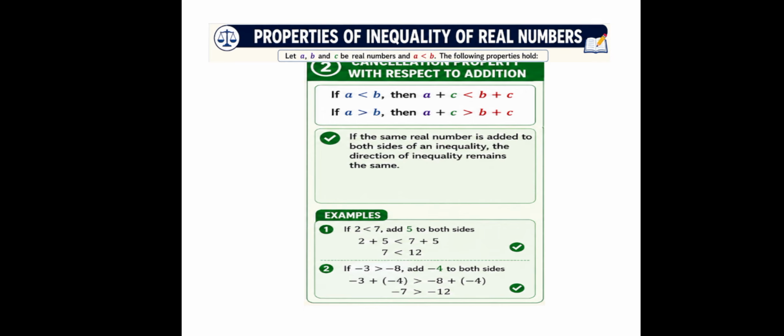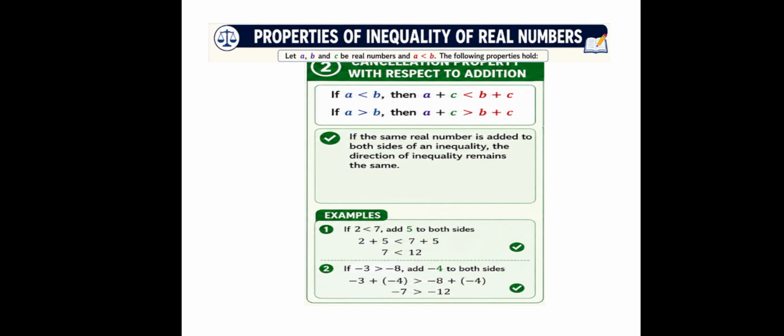The next property is cancellation property with respect to addition. Now take the first condition. The first condition is if a is less than b, then a plus c is less than b plus c. Means we have a positive number a and a positive number b, and we are taking c as any positive number. So see, 2 plus 5, we are taking 5.